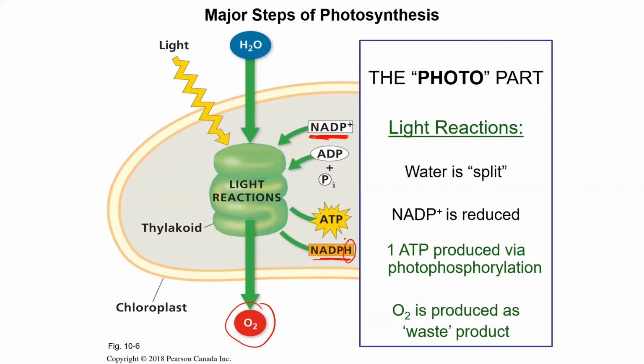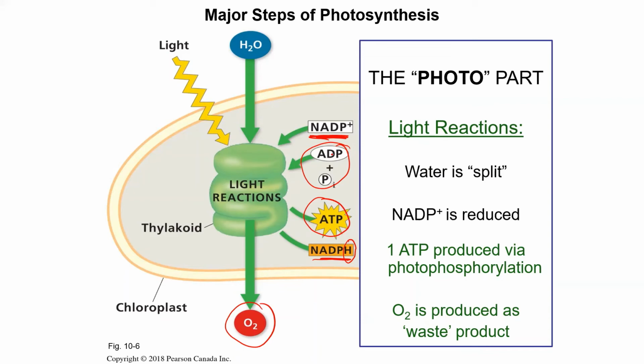The other thing we're doing is we're going to make a little bit of ATP in this process. So to make ATP, we need ADP and inorganic phosphate. So all that energy from the light takes electrons from water, and it puts them in new high energy bonds in ATP and NADPH. And that's it for the light part of photosynthesis. We'll look at it in just a little bit more detail in a moment here, the light reactions.